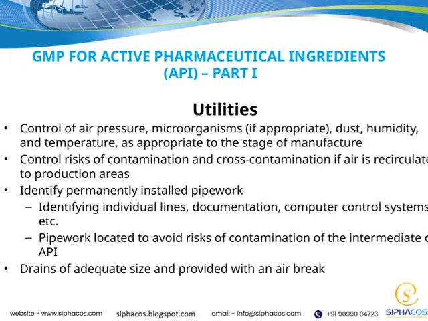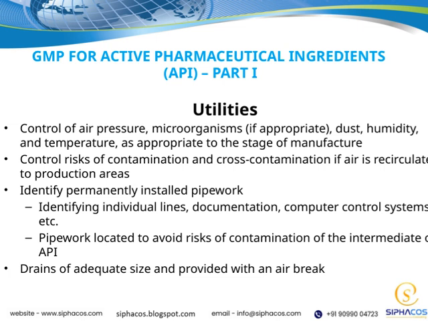Let's talk about utilities in the context of GMP for active pharmaceutical ingredients. Controlling air pressure, microorganisms where appropriate, dust, humidity, and temperature is essential to maintaining a clean and controlled environment. These controls are tailored to each stage of the manufacturing process to ensure product quality and safety. It's also crucial to manage the risks of contamination and cross-contamination, especially if air is recirculated within production areas. Proper design and control of airflow help prevent the spread of unwanted contaminants.